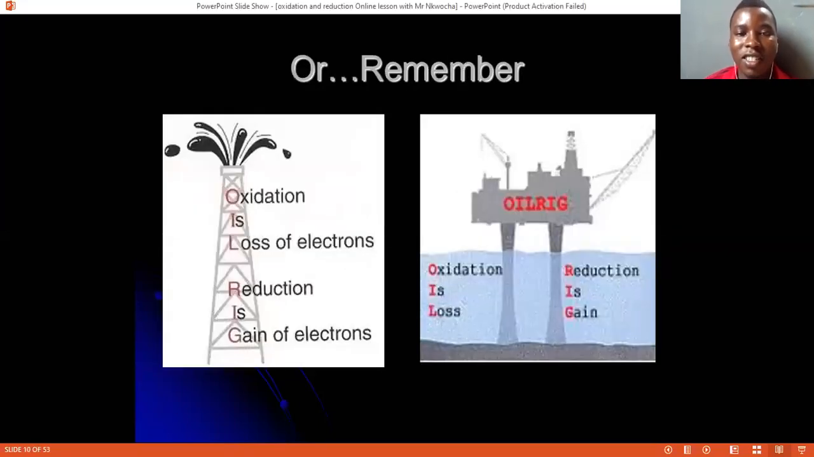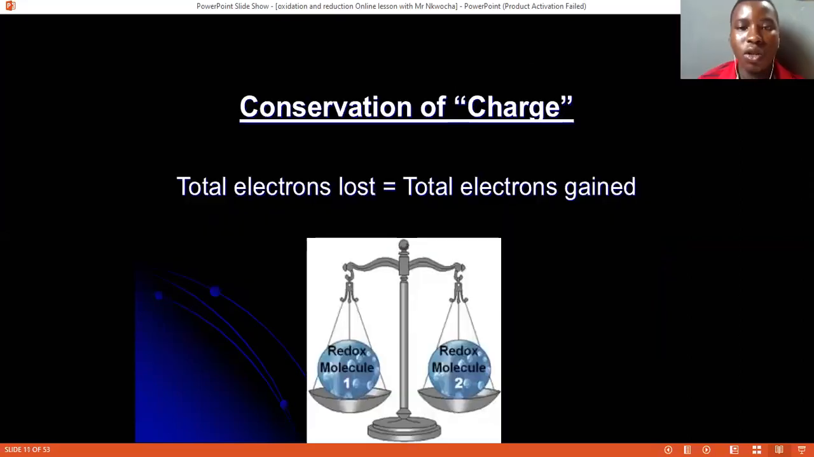Just so these are different things that you can use to remember. Okay, so now there's what we call conservation of matter. You remember that law of conservation of matter? In essence, matter can neither be created nor destroyed. Here also we have conservation of charge in chemistry.